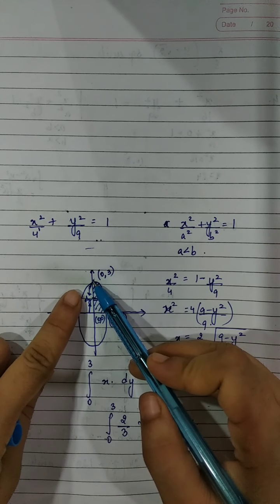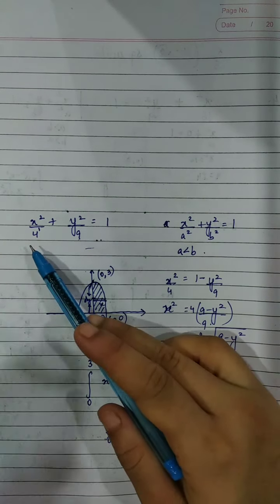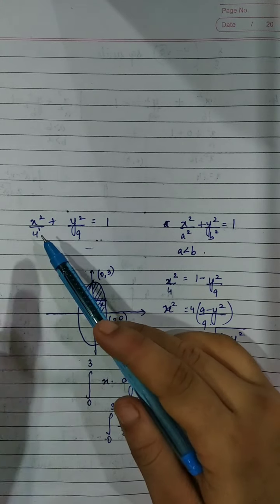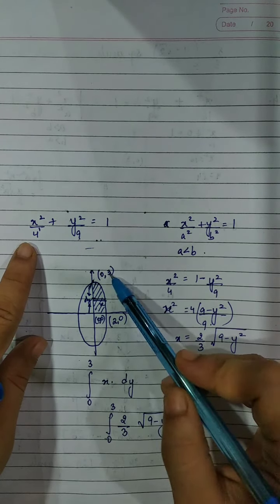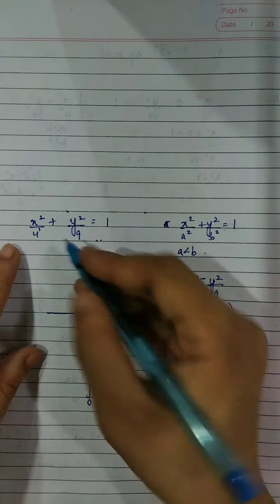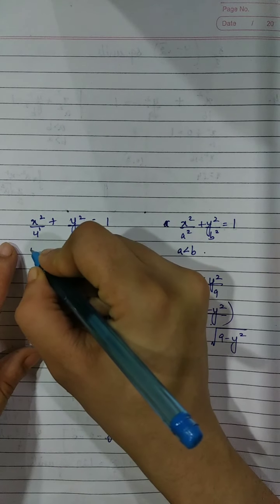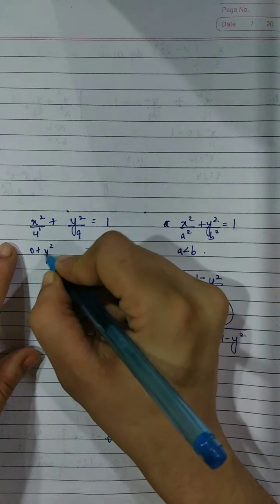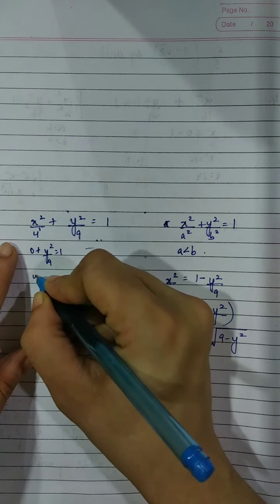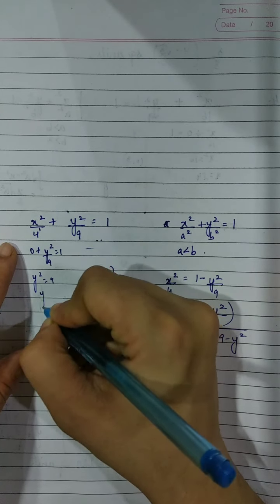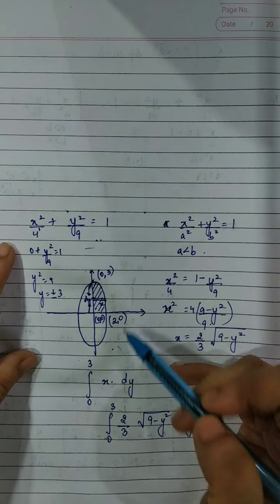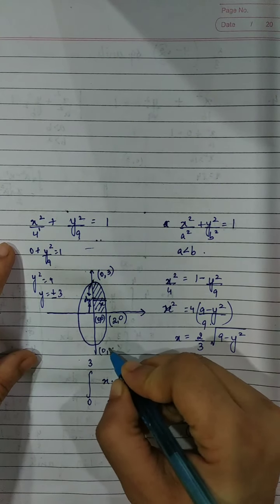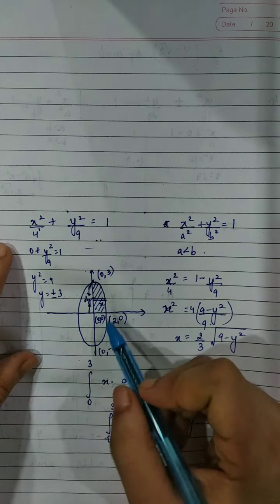Remember, along the y-axis, the x coordinate would be 0 here. Okay, x coordinate is 0. So we have y as plus minus 3. If x is 0, we have y square upon 9 is equal to 1. y square is equal to 9, or y is plus minus 3. So we have 0 comma 3 here, 0 minus 3 here, right?